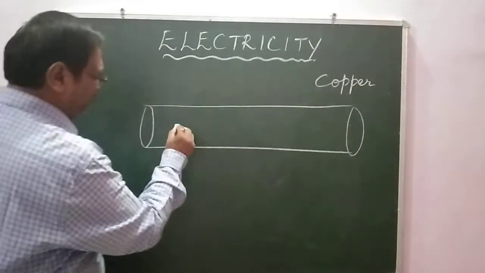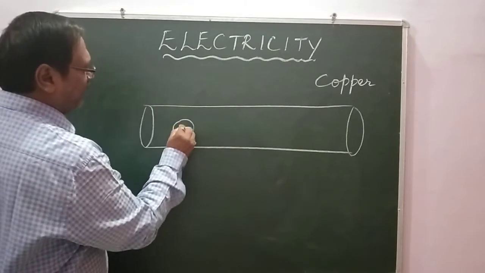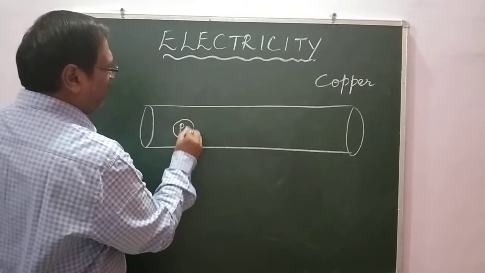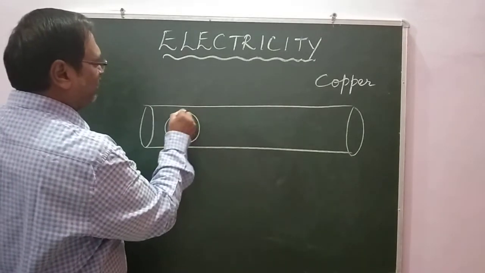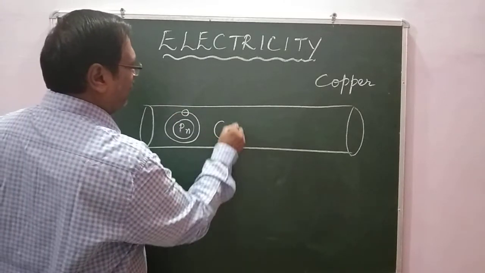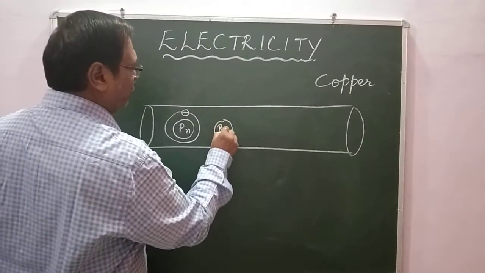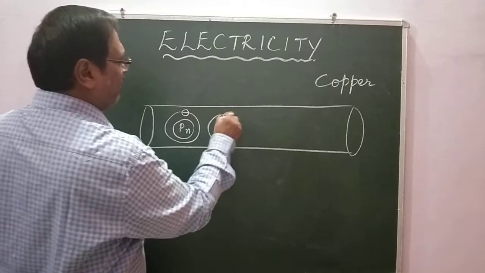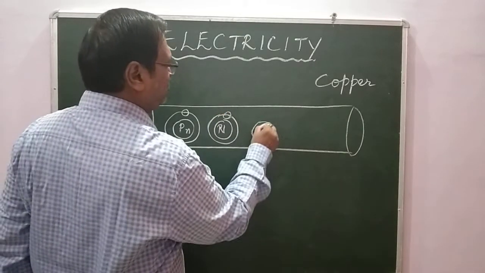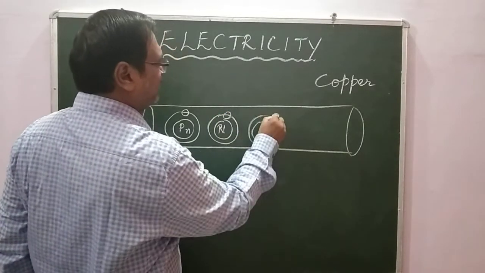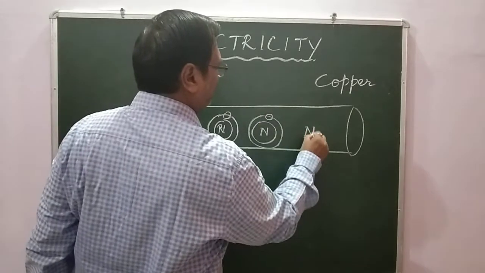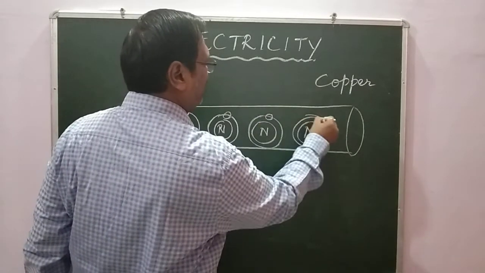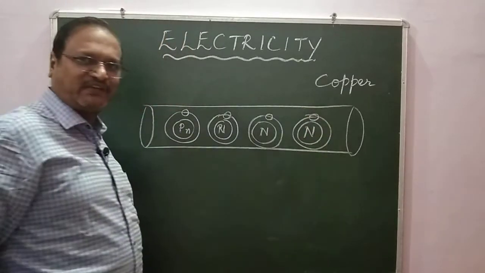So what I am going to do? You see, I am going to draw a proton and neutron, and an electron is revolving, right? Again I draw a proton, that is nucleus, and electron is revolving. Again you see a nucleus with the electrons revolving.